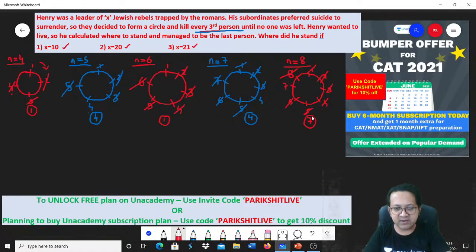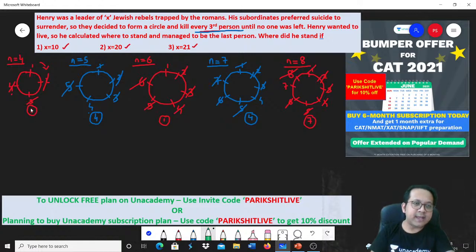Answer is 7. I think we have done 5 iterations with 5 different numbers, and I think it will be wise if I try to find a pattern now. Okay, let's concentrate on identifying a pattern. Whenever there were 4 people standing, answer was 1. When there were 5 people standing, answer was 4. When there were 6 people standing, answer was 1, and so on.